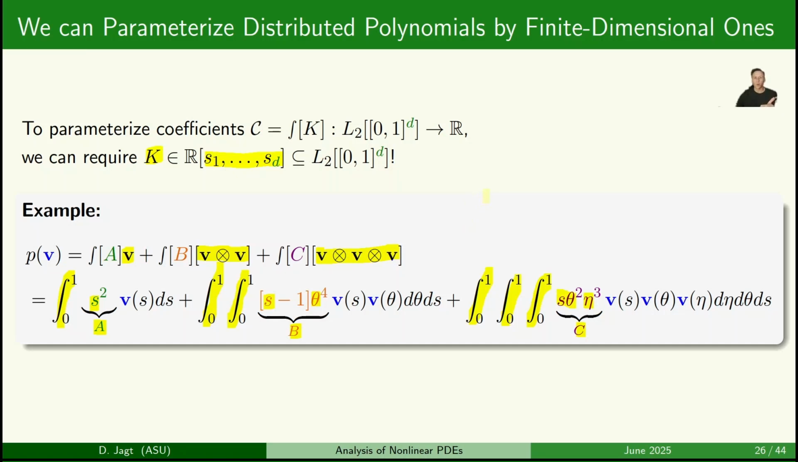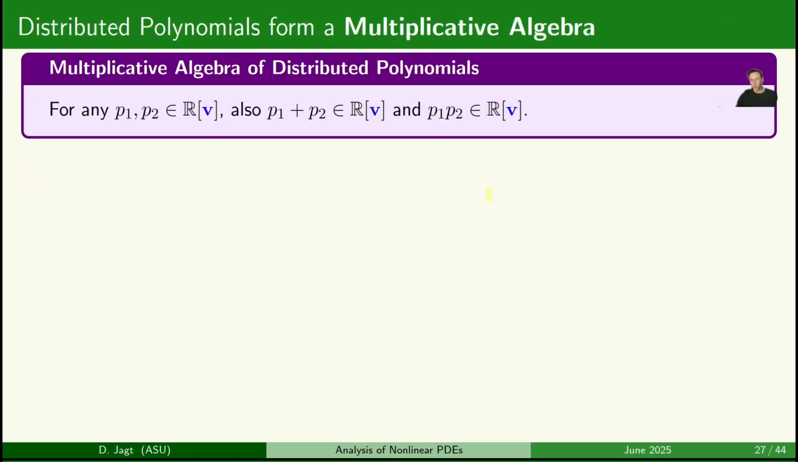Do these distributed polynomials also satisfy our key properties? In particular, do they form a multiplicative algebra? And the answer to that is yes. If we have any two of these distributed polynomials, then their sum and their product will be distributed polynomials as well. And in fact, we can exactly compute the coefficients or the kernel functions defining the resulting sums and products of these polynomials.